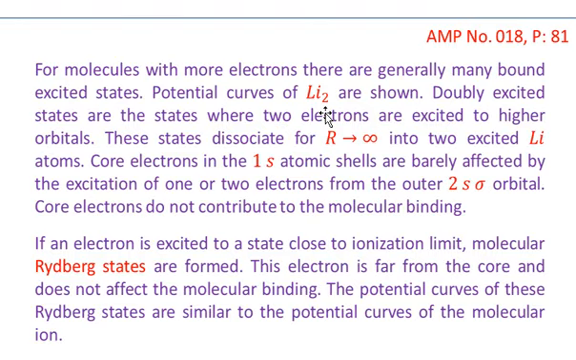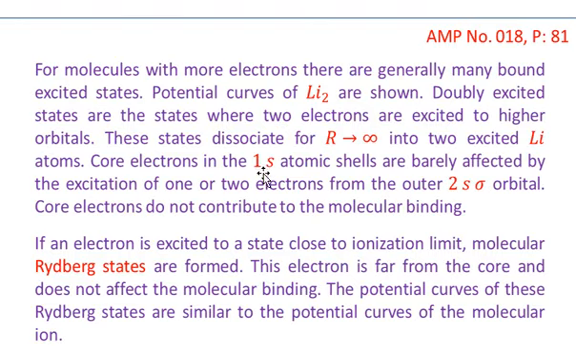Potential curves of the lithium diatomic molecule are shown. Doubly excited states are the states where two electrons are excited to higher orbitals. These states dissociate for R going to infinity, that is, when R is very large. In the lithium molecule, the two lithium atoms get separated from each other into two excited lithium atoms.